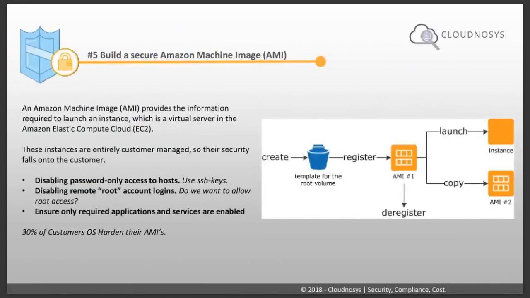Rule 5, build a secure AMI image. It's important to build your base image with all the vulnerabilities checked, and you need to disable the password only access to the host. You should be using SSH keys for that. And you should also disable remote access, you know, root access logins. Really ask, is it really needed? And of course, ensure only required application services are enabled on the OS and the stack that you're putting together as part of your AMI, which is the Amazon Machine Image.